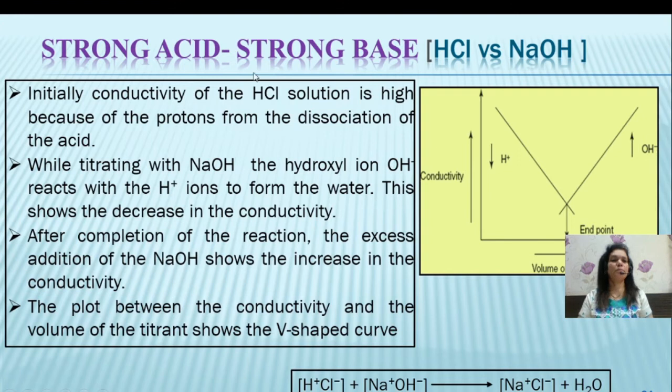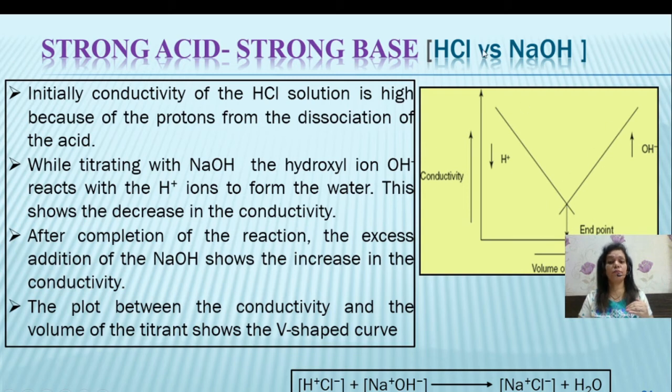Simple example: we have taken here a strong acid and a strong base. Strong acid, you all know, HCl; strong base, NaOH. You might have performed this titration with the use of an indicator. Here you are performing the titration without using an indicator, so your solution is colorless throughout. The end point is measured by measuring the conductivity throughout the titration.